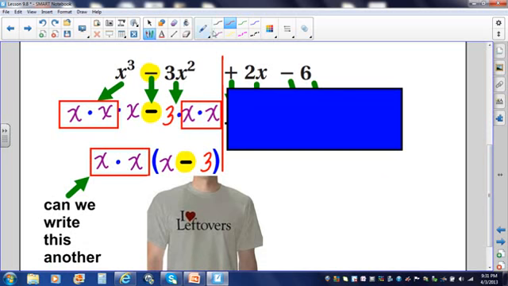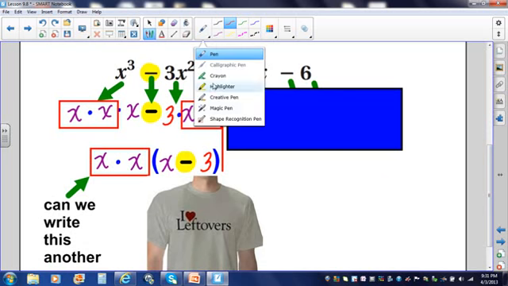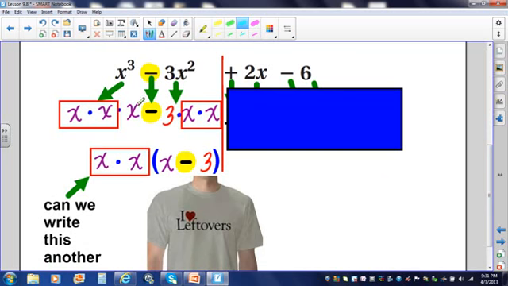So, remember our shirt, I love leftovers. We have an x left over, we have a minus or negative, and we have a 3 left over. So leftovers go inside the parentheses.